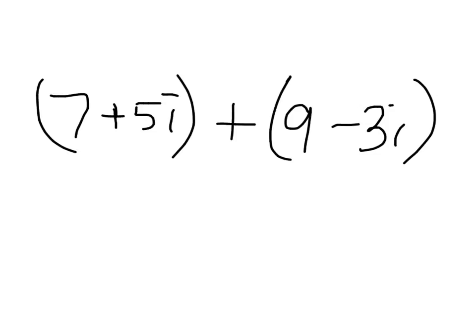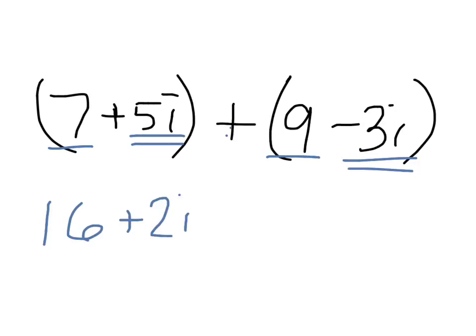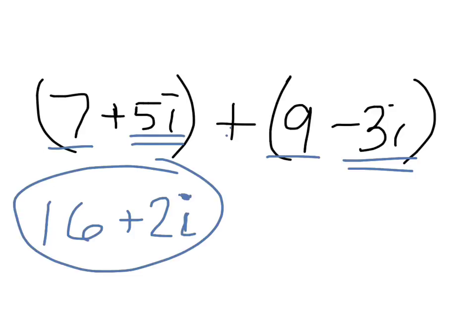Let's do this. If they put an addition symbol in between there, most people screw this up because they automatically start foiling it. Is this a FOIL situation? No. 7 plus 9 is what? 16. 5i plus negative 3i is what? 2i. And done. Okay? Are you guys comfortable with adding?